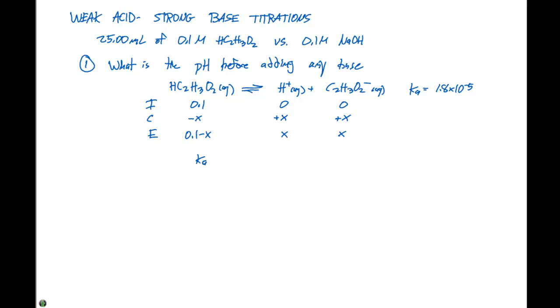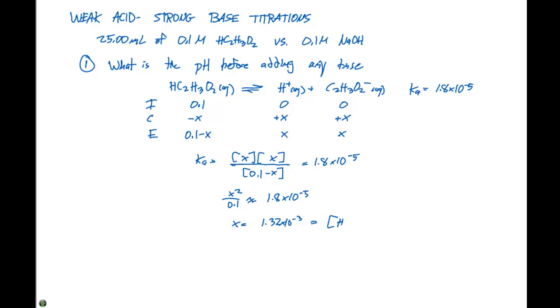So our Ka is going to equal the concentration of H plus, which is X, times the concentration of C2H3O2 minus, which is also X, divided by the concentration of the acetic acid, which is 0.1 minus X. This equals 1.8 times 10 to the minus 5. If we use our approximation, we can say that X squared divided by 0.1 is roughly equal to 1.8 times 10 to the minus 5. This will give us a value of X that'll equal 1.32 times 10 to the minus 3.